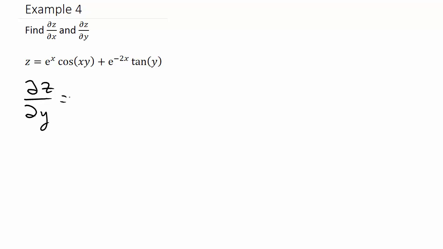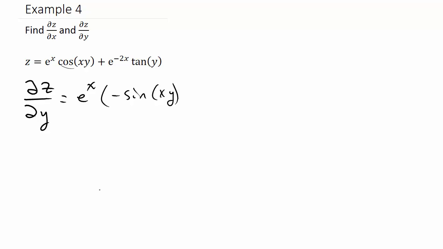So let's look at this. I need to take the derivative of this term. Well, look, there's no product rule for this part because e to the x is a constant. E to the x is treated like a number. So we're just taking the derivative of cosine xy. So I've got e to the x and the derivative of cosine xy. Well, the derivative of cosine is negative sine xy times the derivative of what we're taking the cosine of.